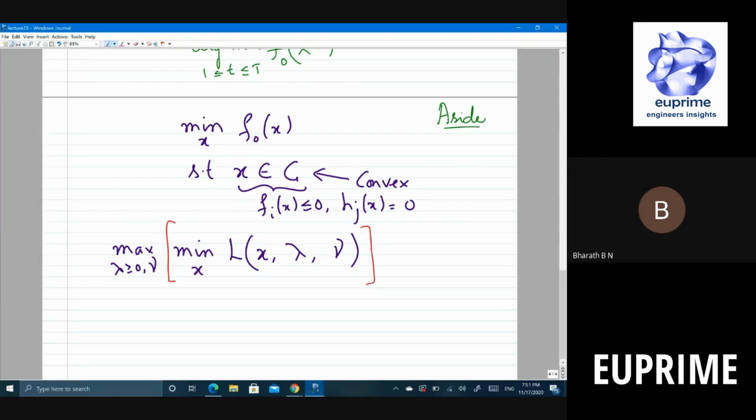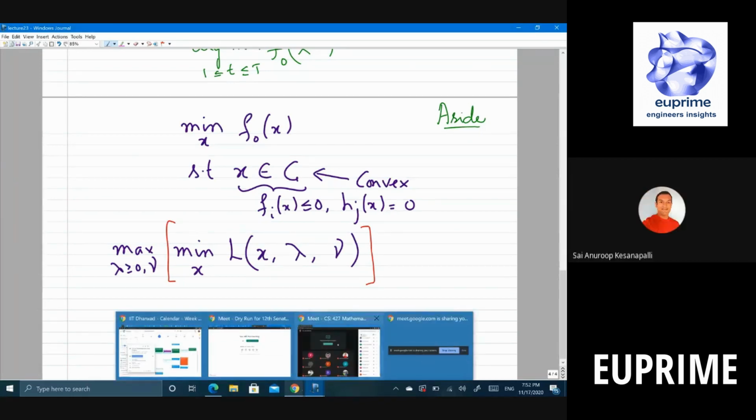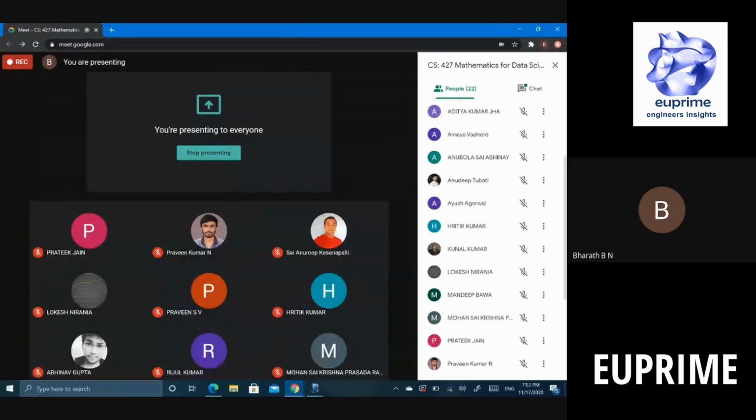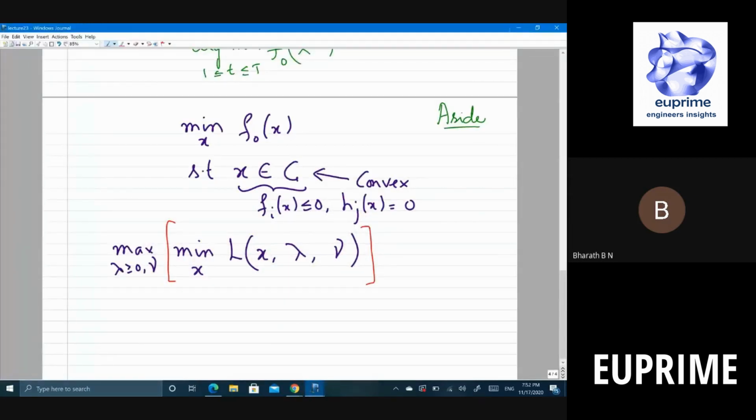So I have to solve this problem, right? If I solve this problem, Lagrangian duality says that the x that you get is the optimal x. So how do you solve this problem? Do you agree that this is an unconstrained optimization problem? Yes or no? Yes? Yes, sir. Everyone? Okay. Now, how do you solve this problem?